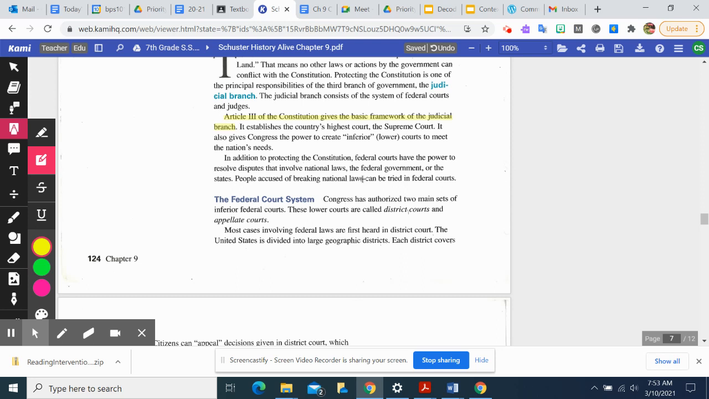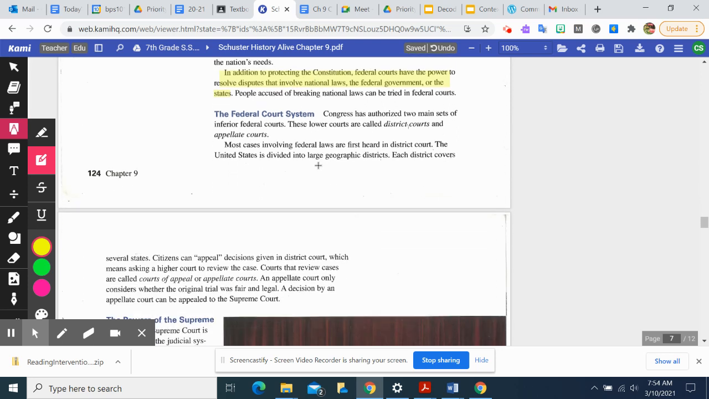In addition to protecting the Constitution, federal courts have the power to resolve disputes that involve national laws, the federal government, or the states. People accused of breaking national laws can be tried in federal courts. It's kind of confusing, right? So there's federal courts, there's state courts. So let's read more about this.